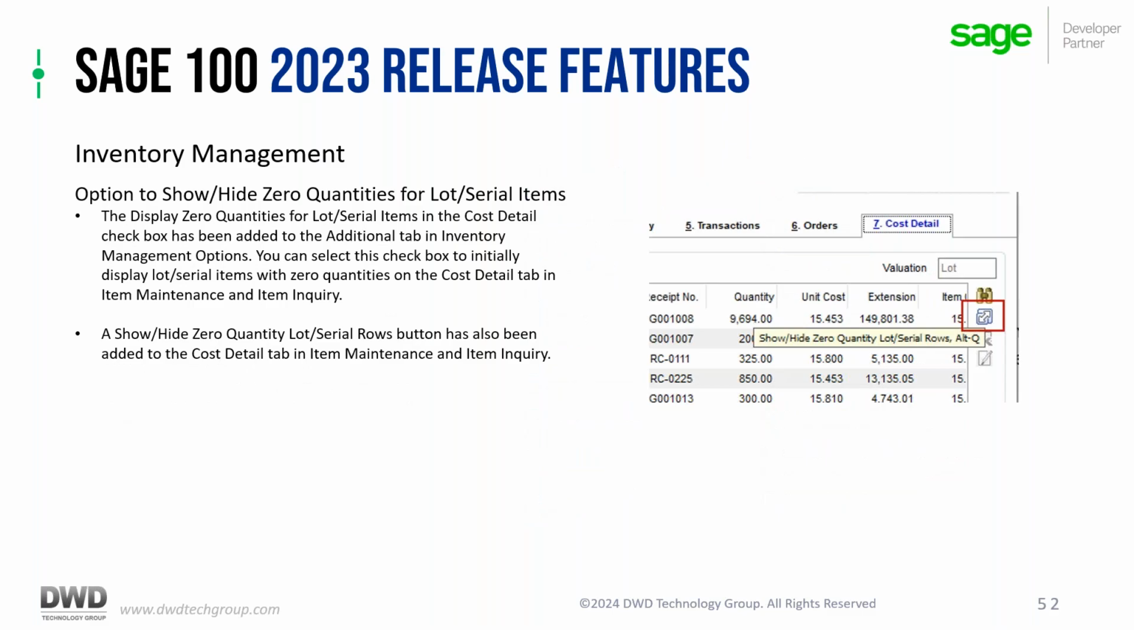Show hide zero clients for lot zero items and cost detail, right? So again, that really comes in handy if you just want to see the stock items you have, right? And you want to see the information about that cost detail for just the in-stock items, click the button, right? It shows and hides that zero quantity.